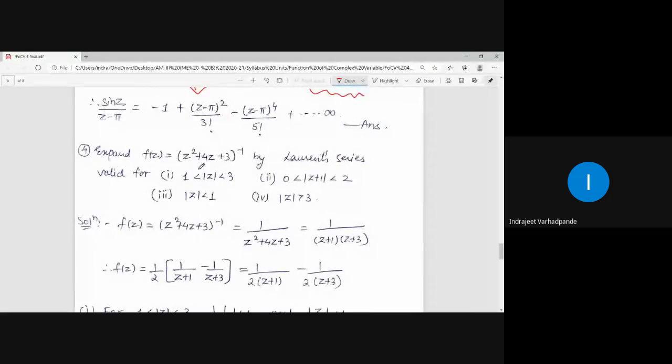Next, expand f of z is equal to z square plus 4z plus 3 raised to power minus 1 by... Screen is not visible. Screen is not visible.